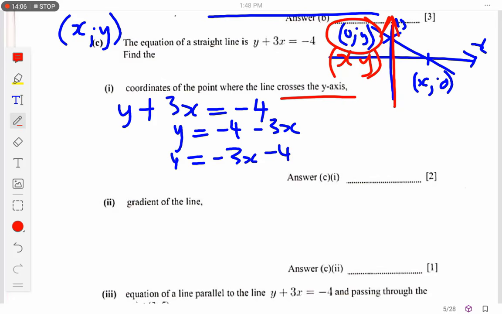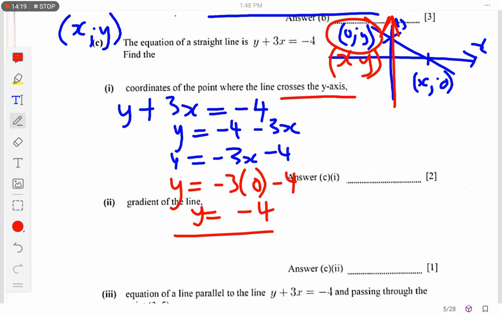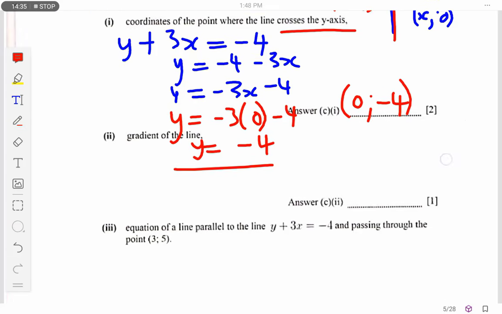So our y is equal to minus 3 times our x, which is 0, minus 4. So our y is equal to minus 4 there. So it is crossing at 0, minus 4, like that. Let's move on to the next question.